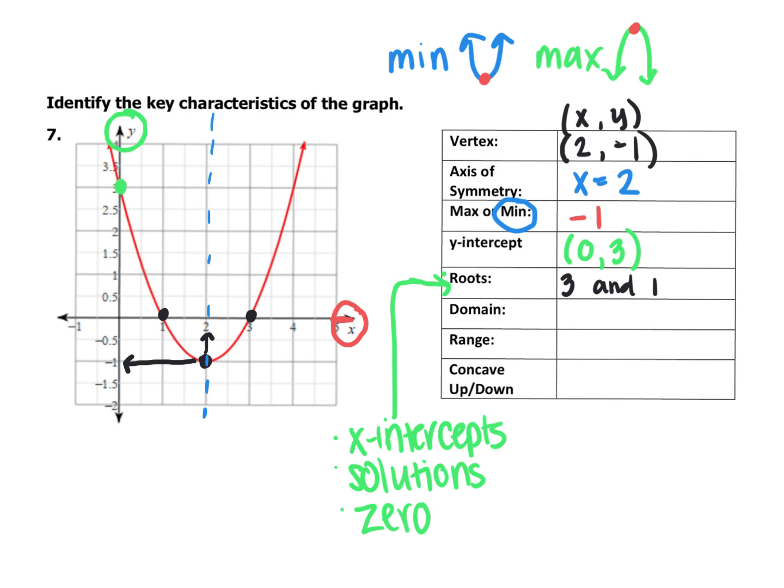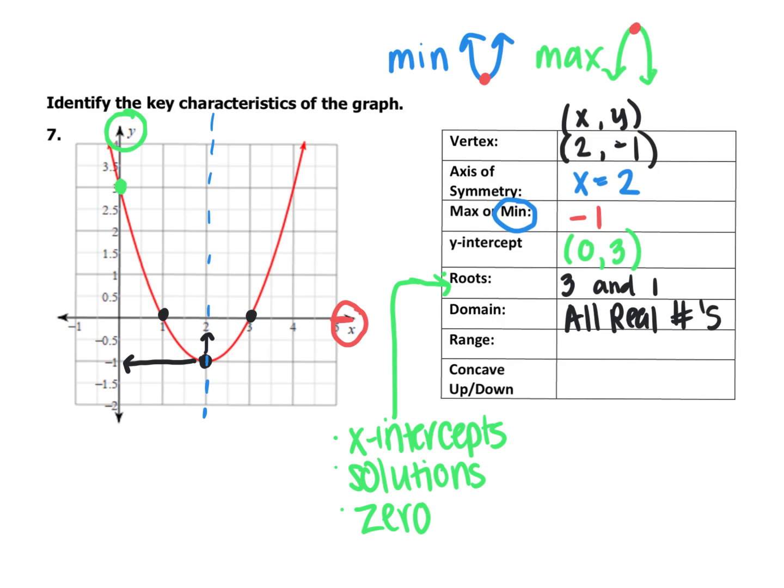Domain talks about what are all of our x values in our quadratic. And for a quadratic, it's super simple. A quadratic's domain is always all real numbers.